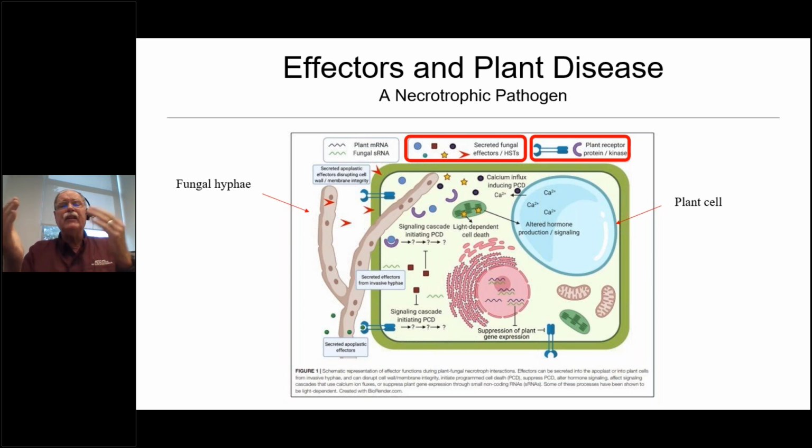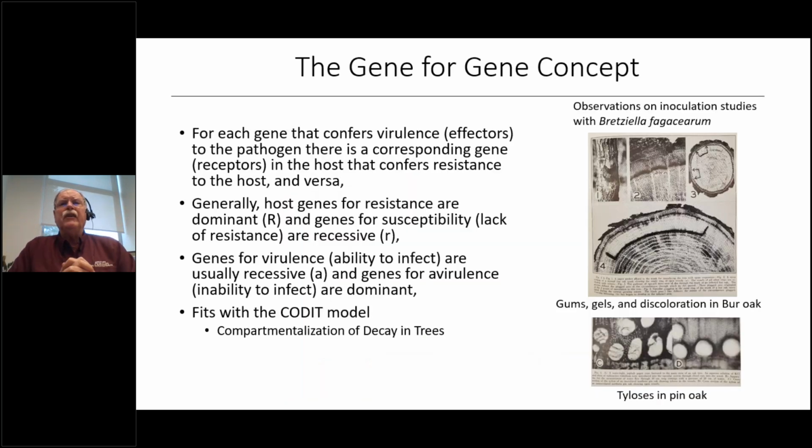And so therefore we have this setup between the host and the fungus, where the genomes of the two organisms are in this battle. They're signaling back and forward to each other. They're trying to turn off and on each other's genes. They're trying to influence each other. We call this in plant pathology the gene for gene concept. And if you look at this first bullet, for each gene that confers virulence, the effectors, to the pathogen, there is a corresponding gene, a receptor, in the host that confers resistance to the host, and vice versa.